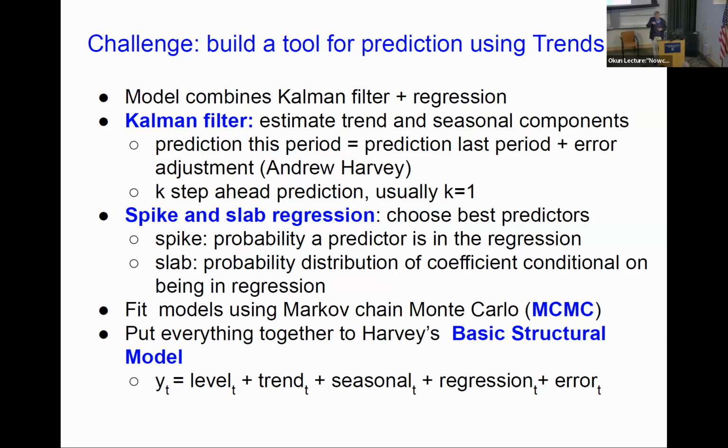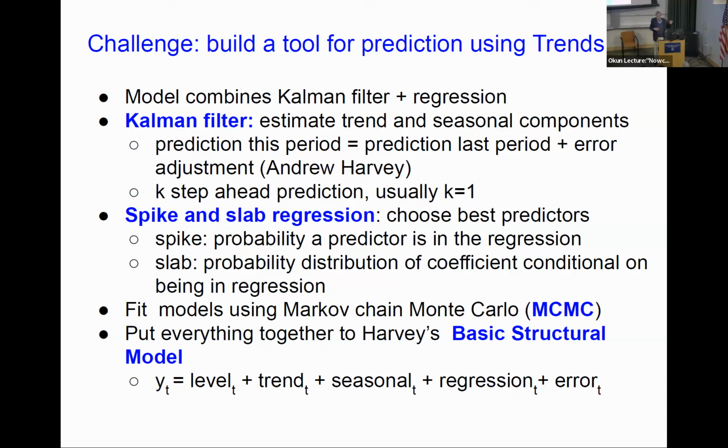Okay, so you've got the spike. That's it. Yes, 0, 1, included, not included. And then you've got the slab. Conditional on being included, what value is the best value for that predictor. So we fit the models using this Markov chain Monte Carlo, and we put everything together in that equation on the bottom of the page.